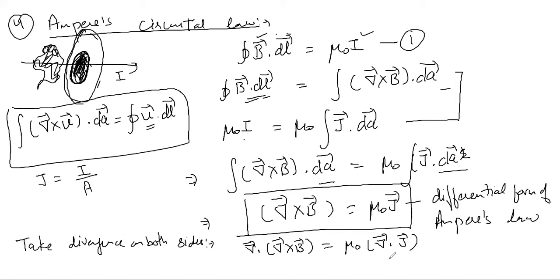From your vector rule, your left hand side is equal to zero. But what about the right hand side? In the right hand side, you have del dot J, and we do not know if del dot J is going to be zero or non-zero. It can be zero, or maybe it is not zero. So that was the problem with Ampere circuital law. And let me prove the cases in which your del dot J can be non-zero.